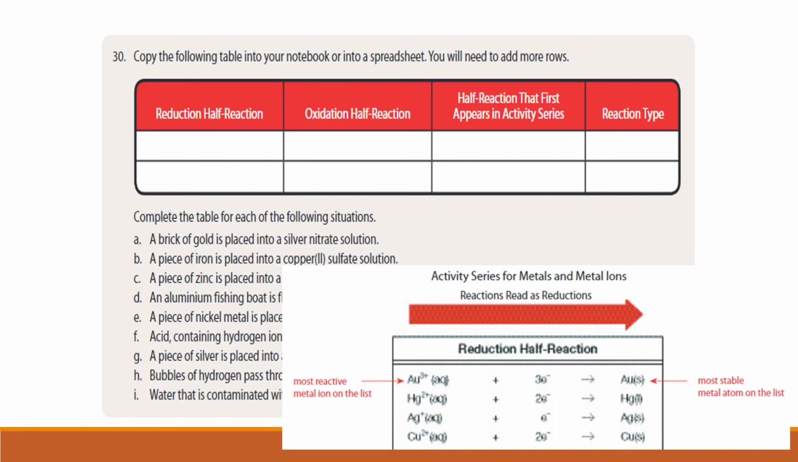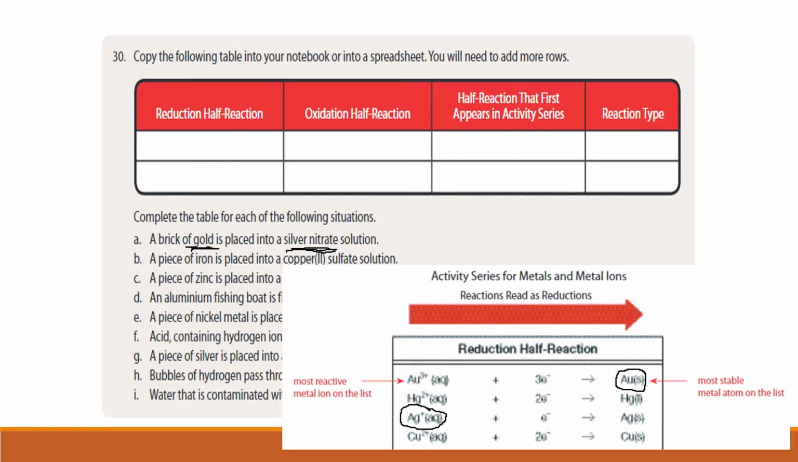What you see here is, when we're going through it, I want to see what is the reaction and what is happening at the start. And we don't even need to really complete it. We can read this and read our table to help us out. So here I have a brick of gold placed into a silver nitrate solution. So what's actually going to happen is I have my gold here, and then I have my silver ion over here.